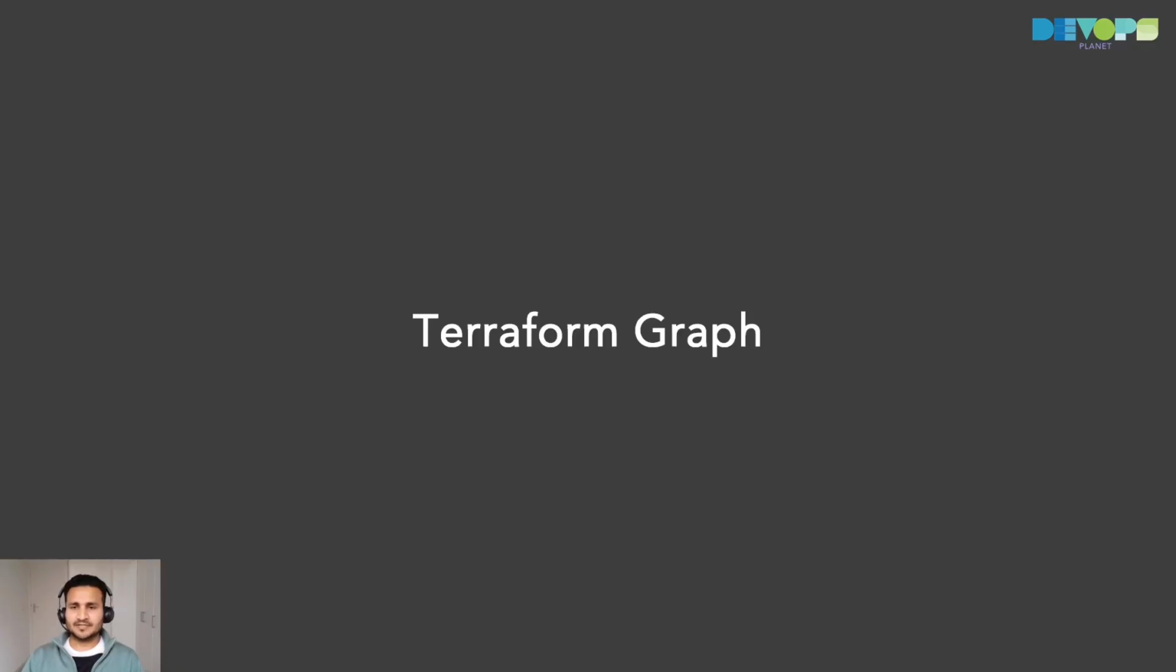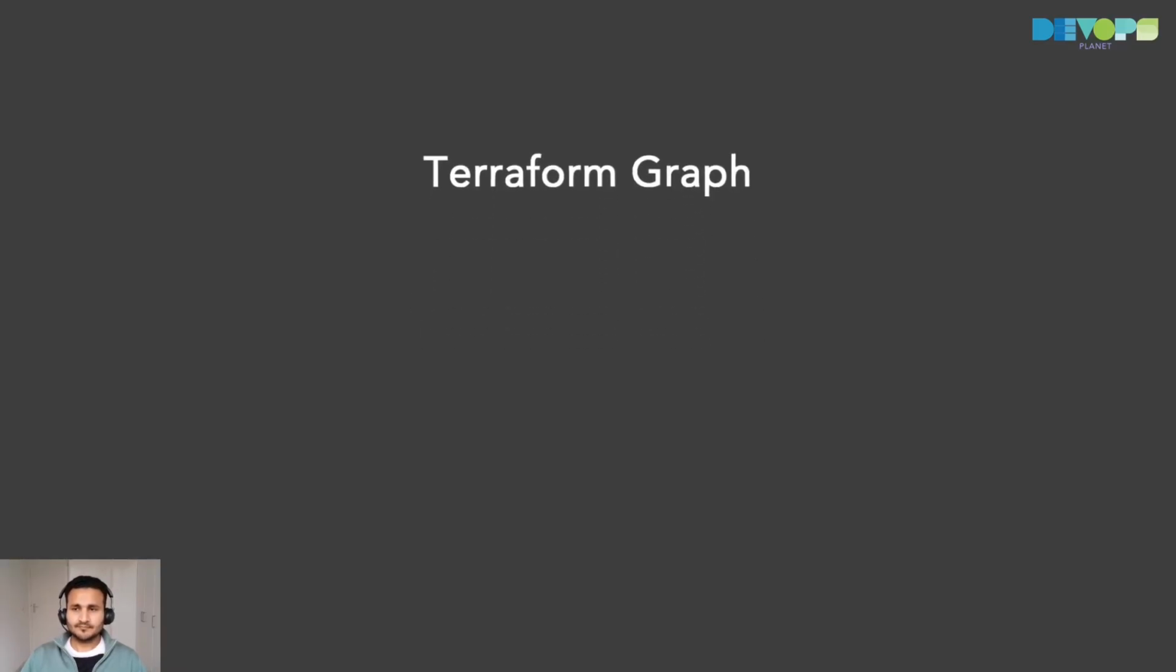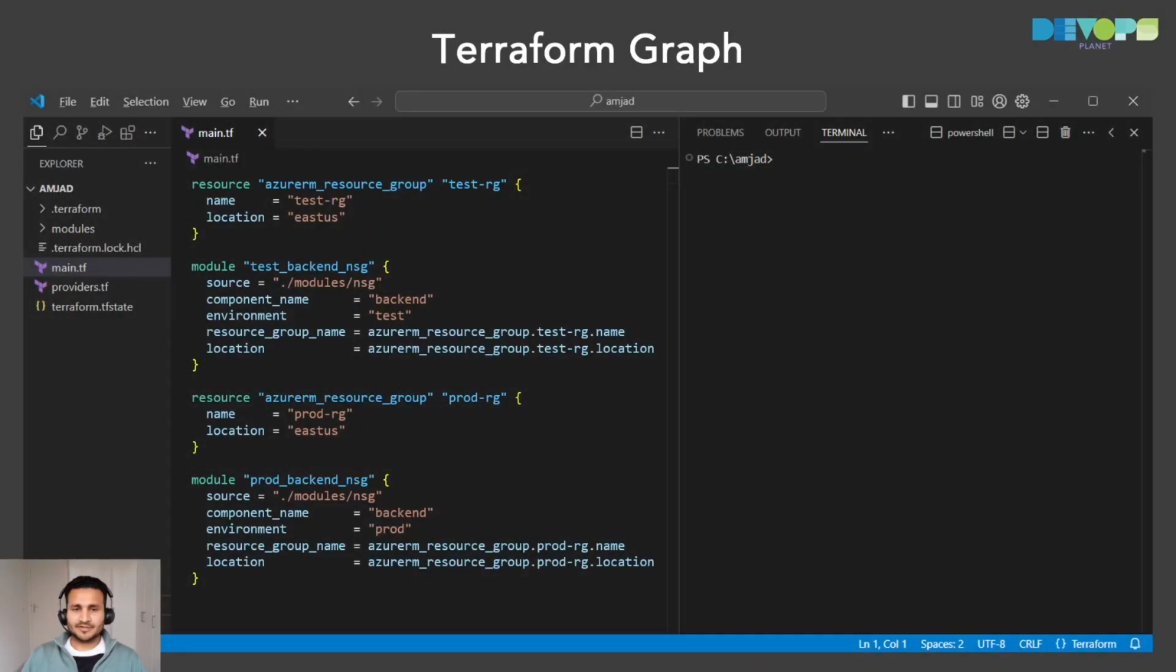The Terraform graph command generates a dot language output, and with this dot language output, you can use any dot visualizer to see a visualized view of your Terraform code. So let's have a look at how we do that. I'll take the same reference of the code. We have the test resource group, the test backend NSG, then the prod resource group and the prod backend NSG.